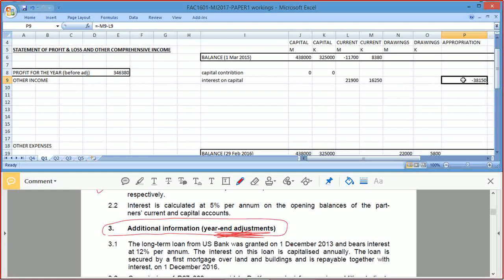Okay, do I do the same thing for drawings? I mean, not drawings, current. Yes. Okay, because they said capital and current accounts follow this amount. Do you agree? Yes. Okay, so which partner is going to have to pay the partnership? Which partner is in a bad position? M. Why? Because he's got a negative. Correct. So if there's a negative balance, does he pay the partnership or does he get paid by the partnership? He pays the partnership. Exactly.